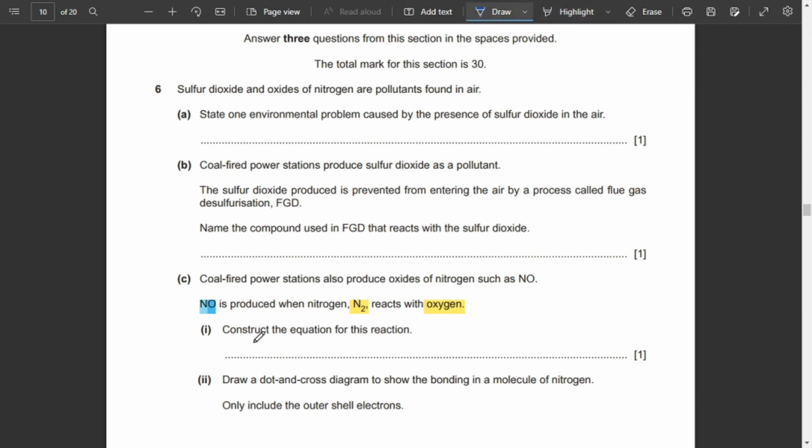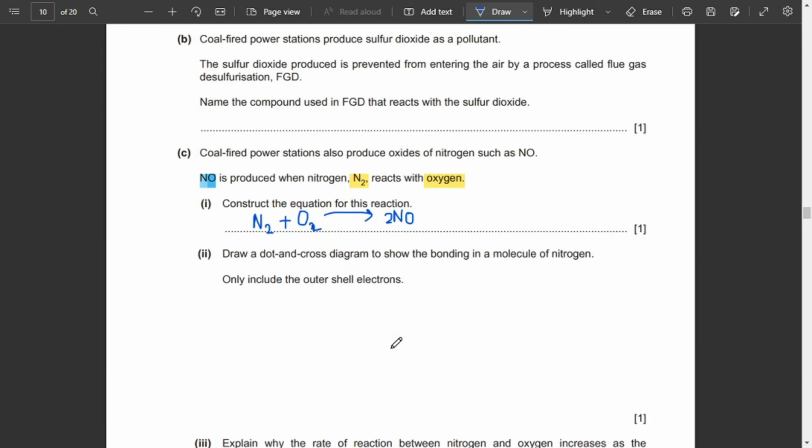The balanced equation for this will be N2 plus O2 is equal to NO. However, we need to balance it, so it's going to be 2NO. The equation is now balanced. Moving on to part 2.